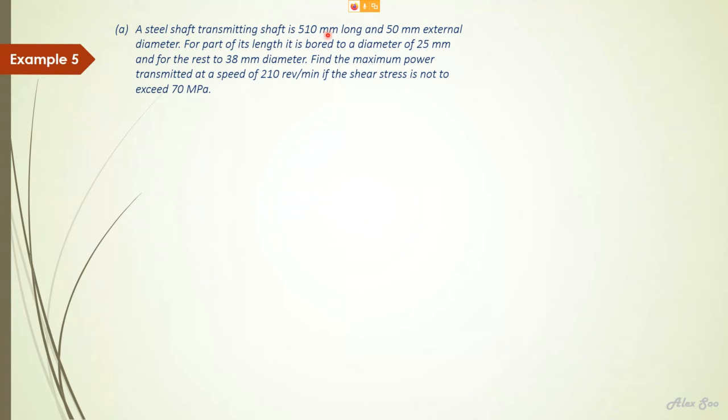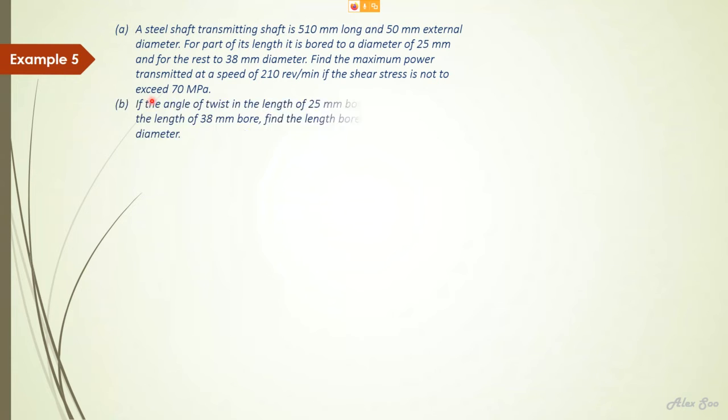That means for part of the total length of 510 mm, part of it is drilled to 25 millimeter internal diameter, and then another part is 38 mm diameter. Find the maximum power transmitted at a speed of 210 revolutions per minute if the shear stress is not to be greater than 70 megapascal.